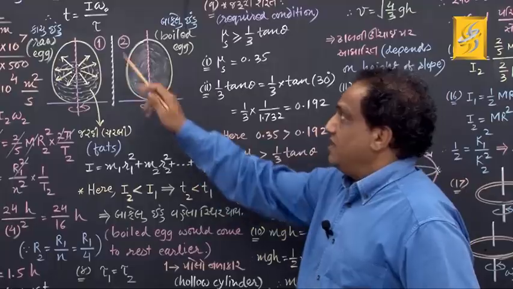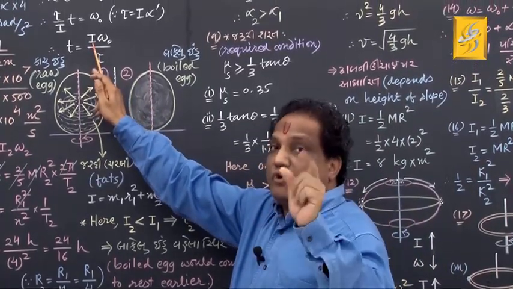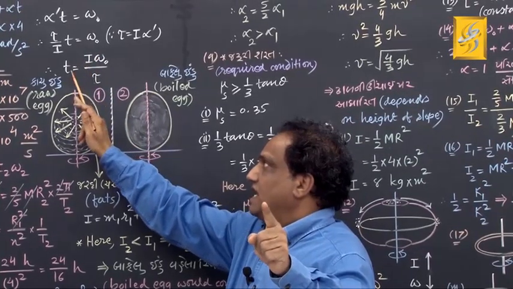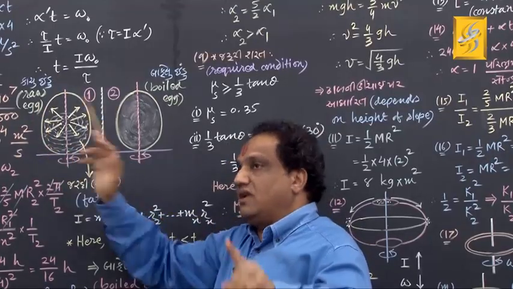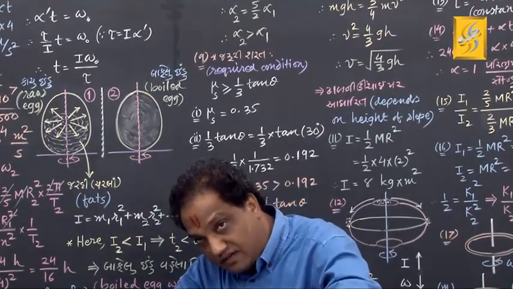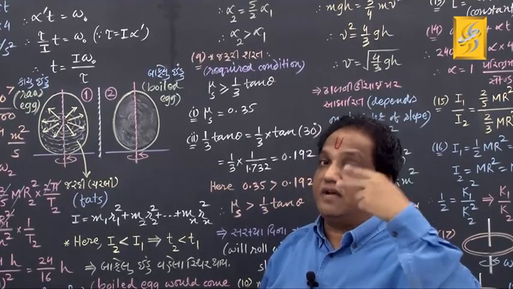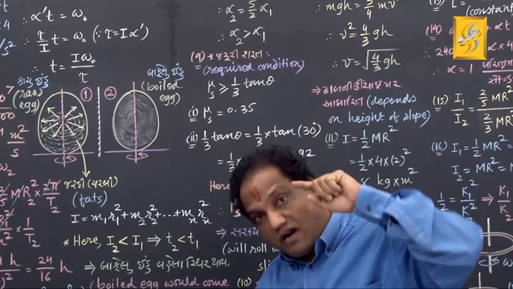Okay. And now tell me here, for raw egg, the value of I is more. So when the value of I is more, then the time taken to come to rest will be more. So raw egg will come to rest later. But we are not asked to find out which egg comes to rest later. We are asked which egg comes to rest earlier.